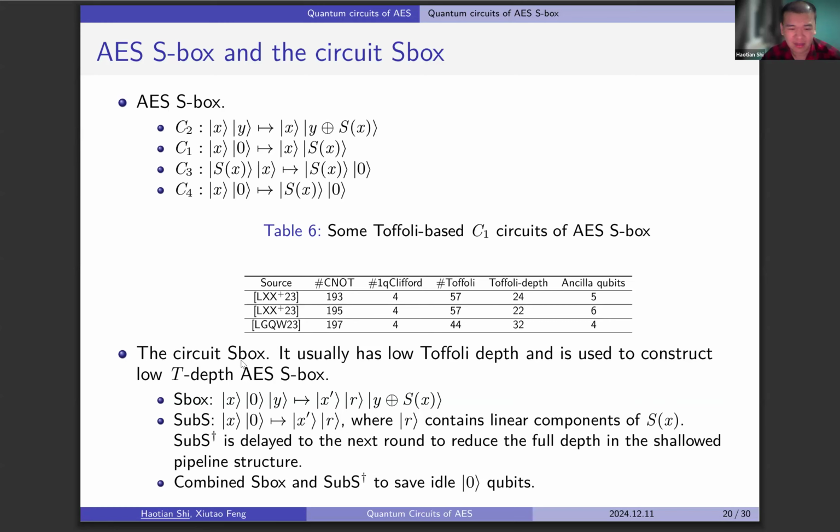On the other hand, note the notation, the circuit S-box. It actually computes some intermediate states, so it usually has low Toffoli depth and is used to construct low T-depth AES S-box. In other words, the AES S-box can be decomposed into the circuit S-box and the uncomputation, S-box dagger. Actually, in the shallowed pipeline structure, the S-box dagger is delayed to the next round. That is, the uncomputation is delayed to the next round to reduce the depth. S-box and S-box dagger can be combined to save qubits.